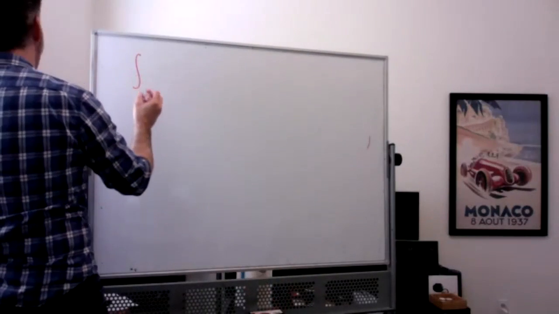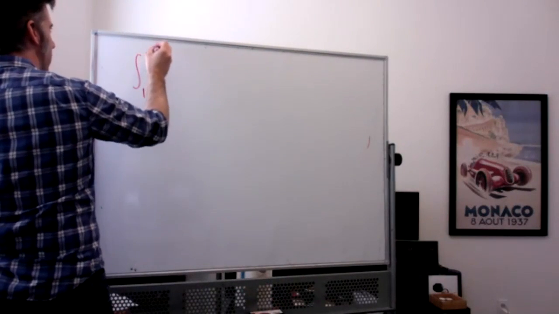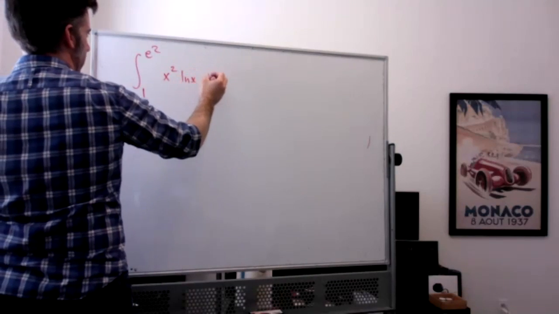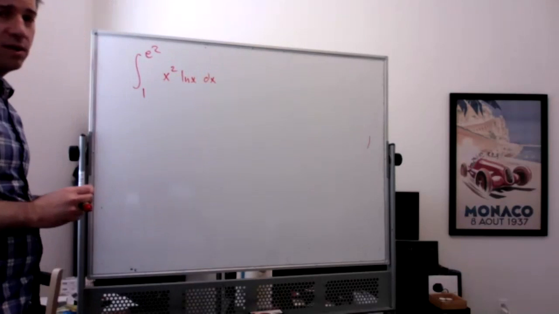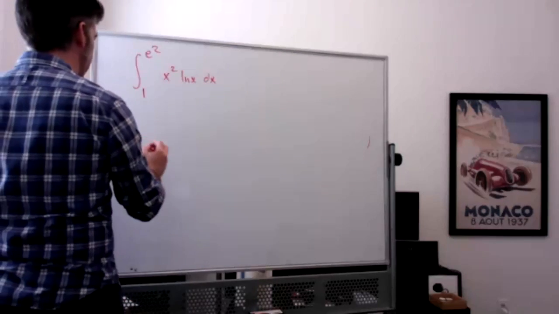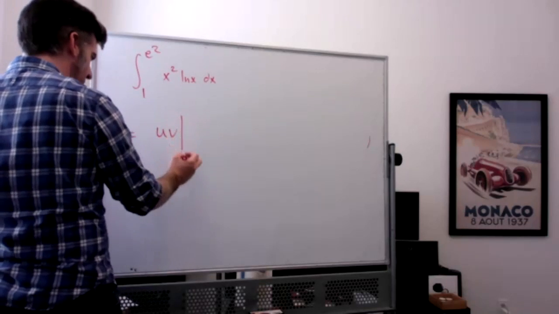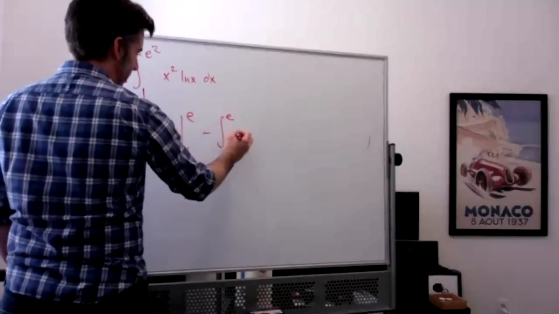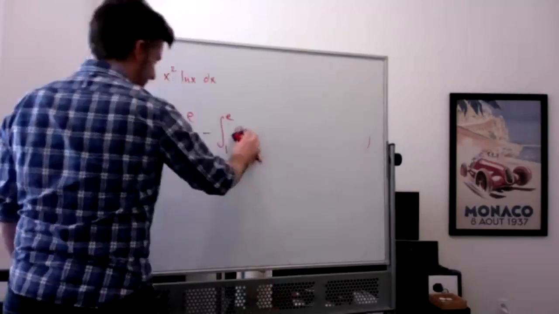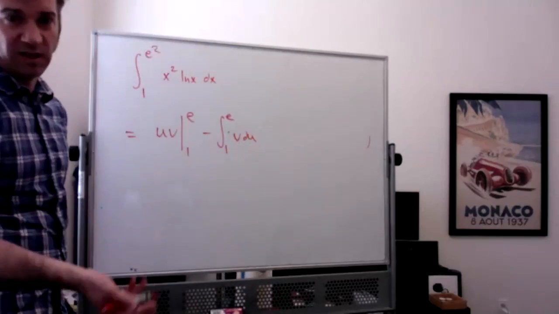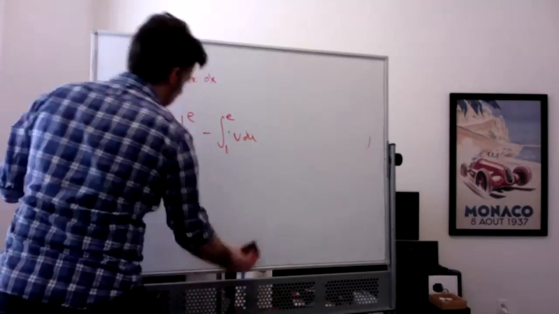So let's say I want to find the integral from 1 to e squared of x squared natural log of x dx. Here's my issue: I don't want to write this out as uv evaluated from 1 to e minus the integral from 1 to e of x of whatever my v du is. I find this notation to be not nice.